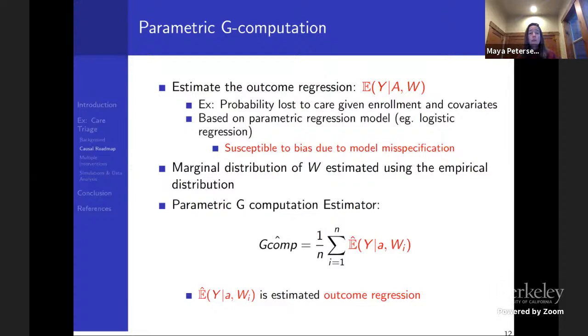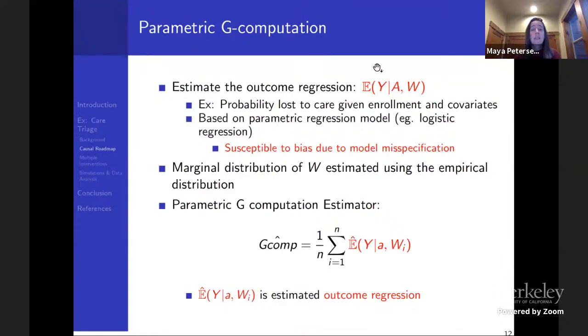So next estimator, parametric G computation. So here, what we do is we focus on the other portion of the observed data distribution. So we estimate our outcome regression, and I think for many of us this is actually how we learned to do causal inference, although without a roadmap, at least in my case initially. So we estimate an outcome regression, in this case, the probability you're lost to care given enrollment and your covariates. And then we could stop there, but of course we've defined our estimand as really the marginal, the G-comp estimand corresponding to the marginal treatment effect.